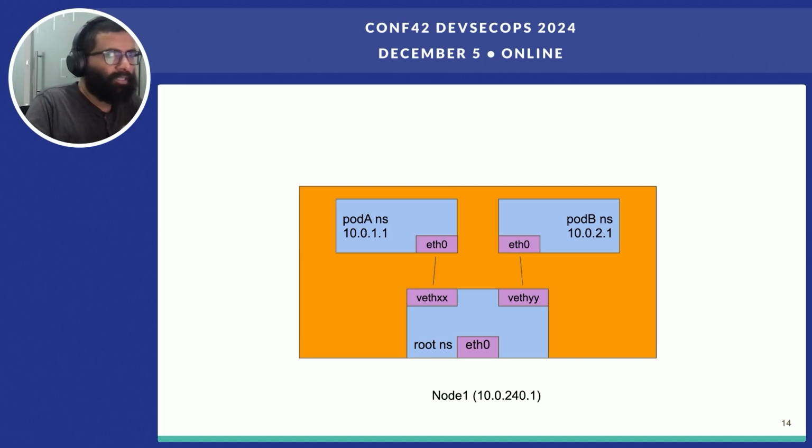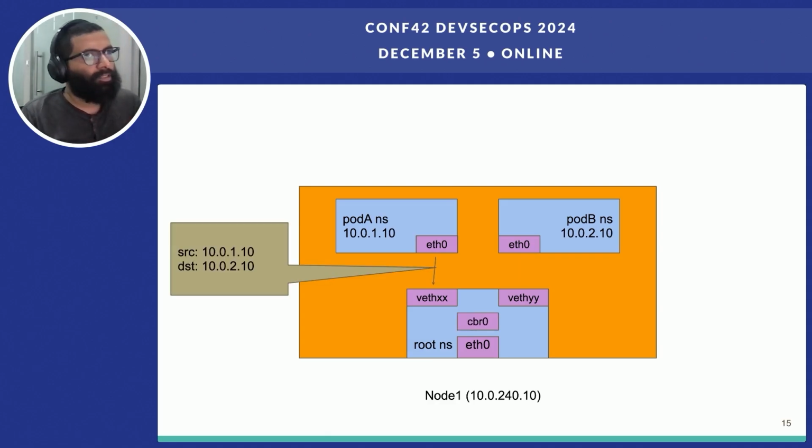And veth pairs are always created in pairs, right? Imagine it to be a pipe. A pipe always has two ends, right? A pipe cannot have one end. So the virtual Ethernet pairs are like pipes connecting your virtual network namespaces within the node.